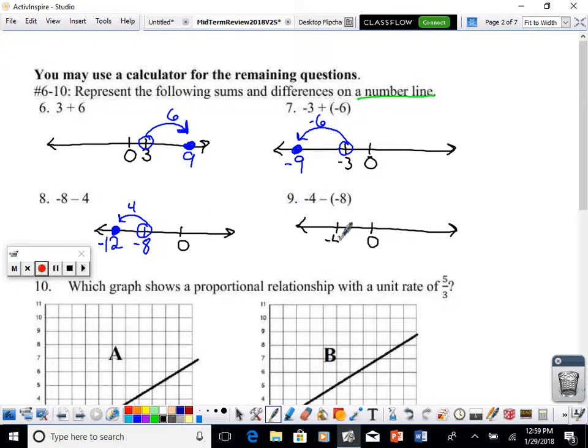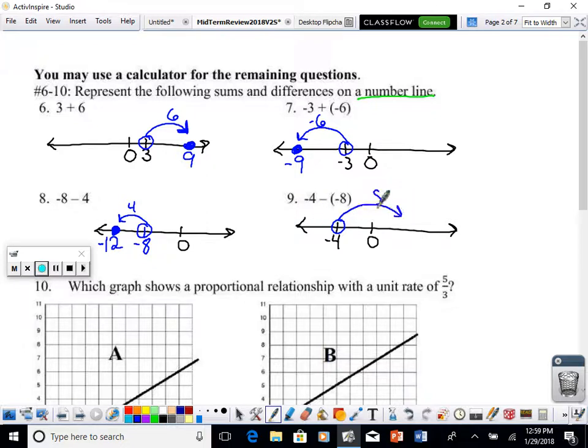Now, if I'm at negative 4 and I take 8 steps to the right, that's going to take me past 0. Okay, it's going to take me into the positives. So I'm going to use total of 8 steps. 4 to 0 is 4 steps, which means I'm taking 4 more steps into the positive. And I'm going to land here at positive 4.